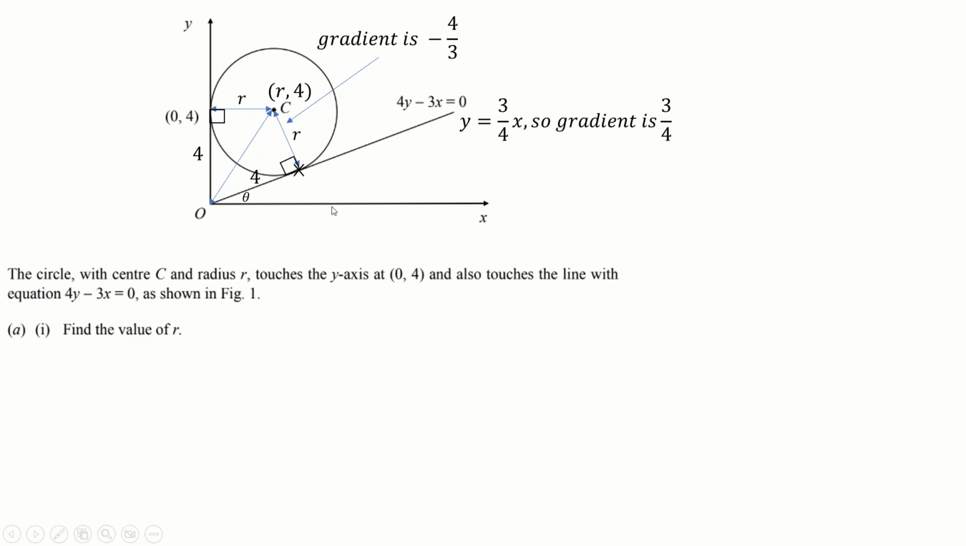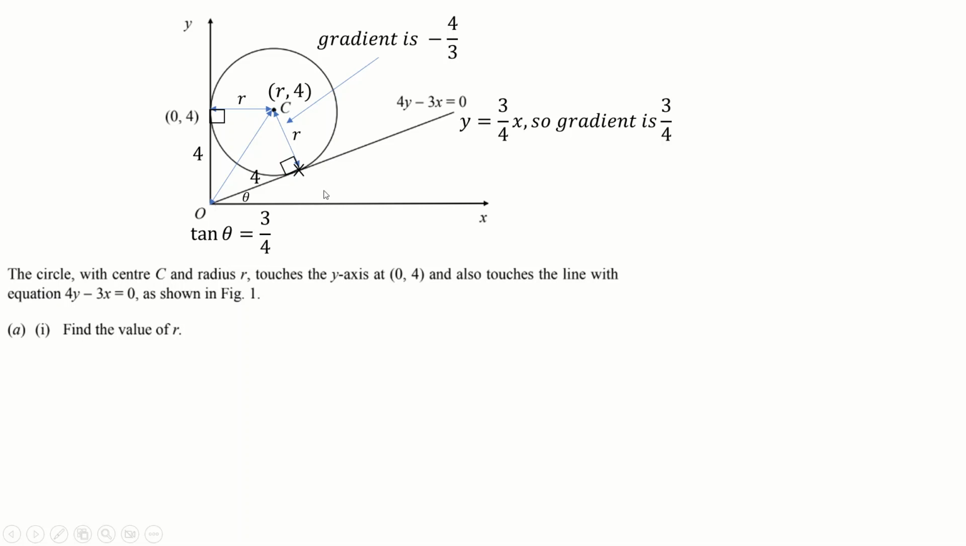And what else is this length divided by this length? Well, that's tan theta, right? Tan theta is opposite over adjacent. So tan theta is 3/4, and it's quite a nice little fact that tan theta is just the gradient of a line, if theta is the angle there from horizontal. So that's quite cool. Tan theta is 3/4.